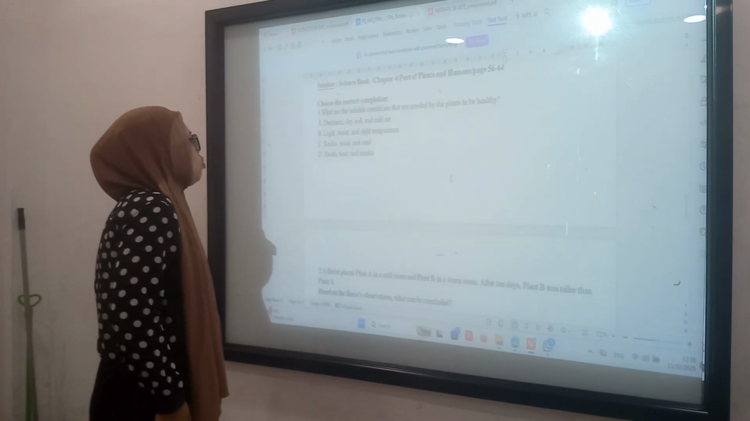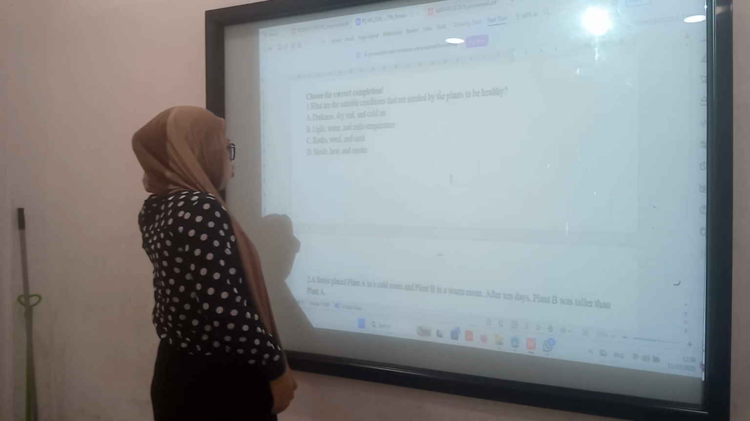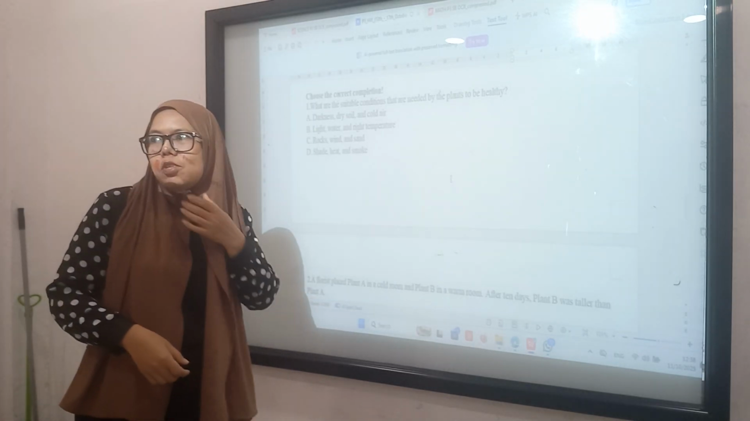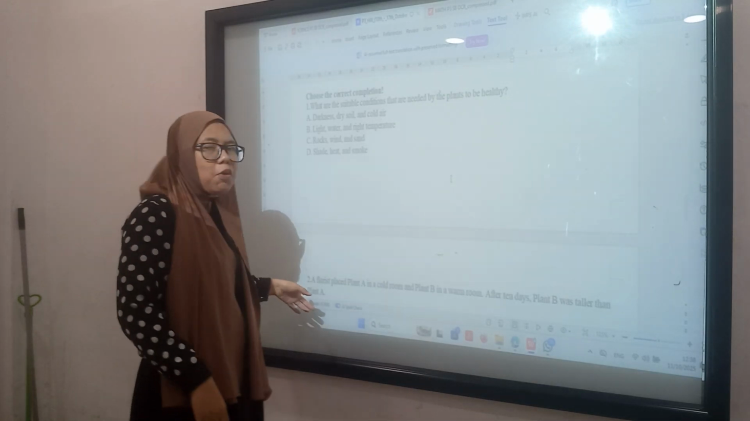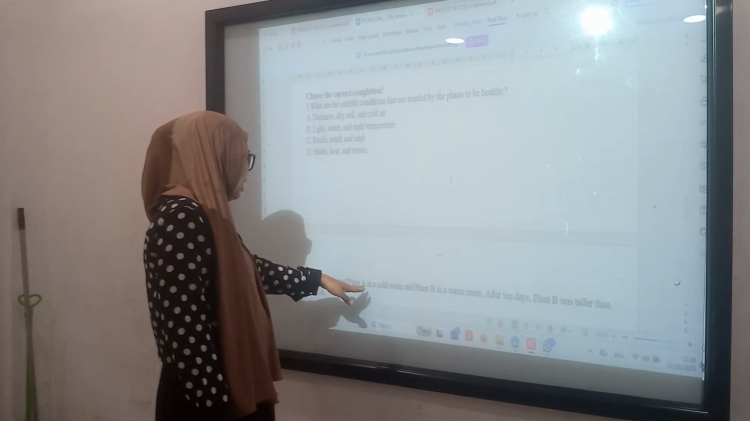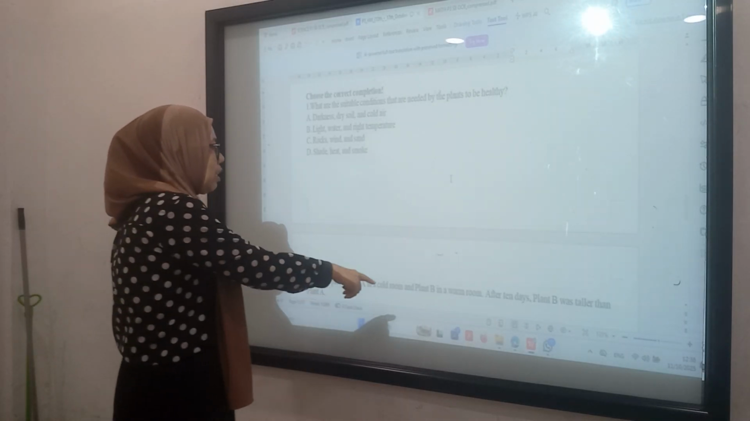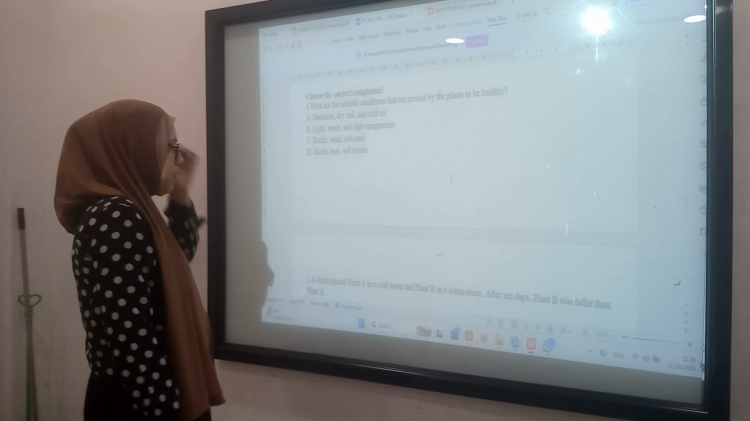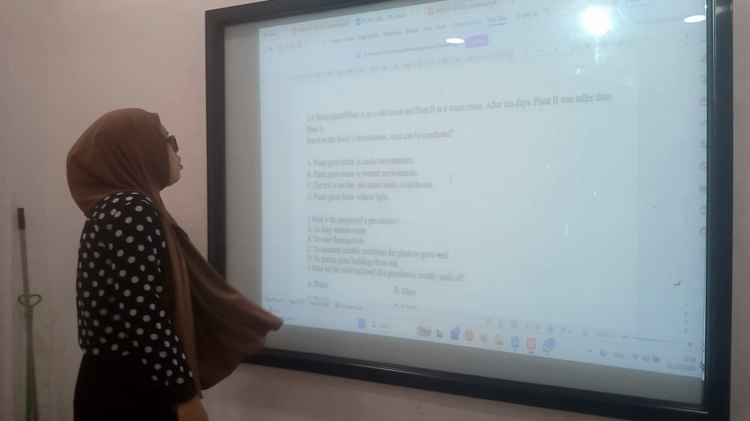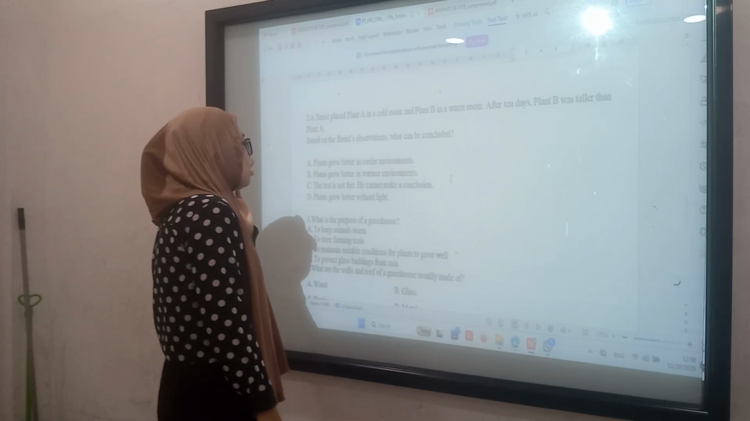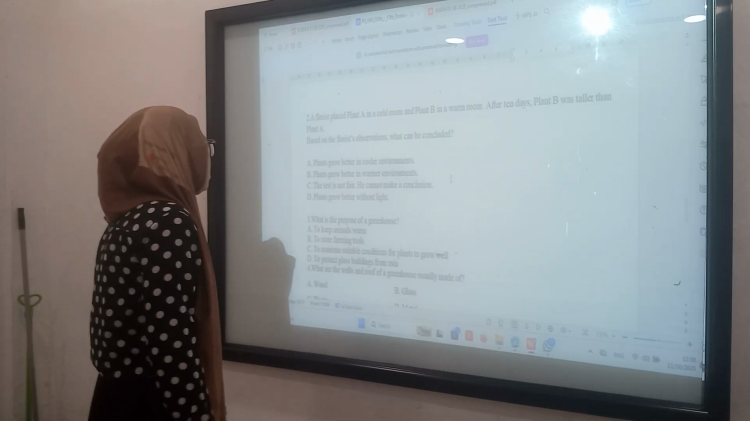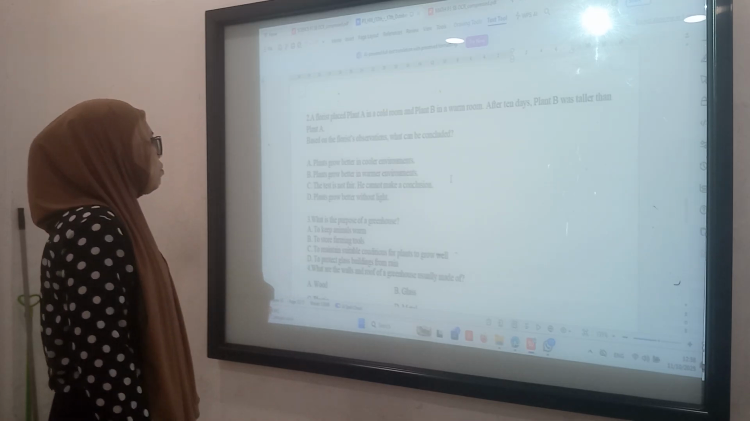First question. What are the suitable conditions that are needed by the plants to be healthy? The answer is B, light, water, and warm temperatures. Number two, a florist places plant A in a cool room, and plant B in a warm room. After 10 days, plant B was taller than plant A. Based on the florist's observation, what can we conclude? We can conclude that plants grow better in warmer environments.